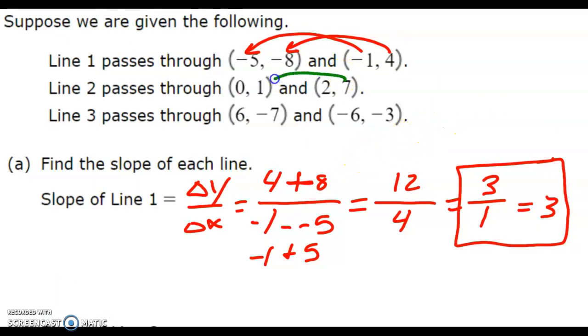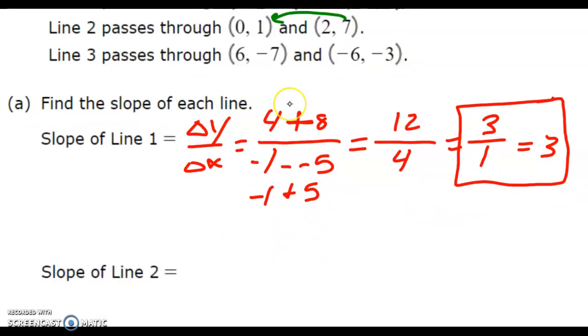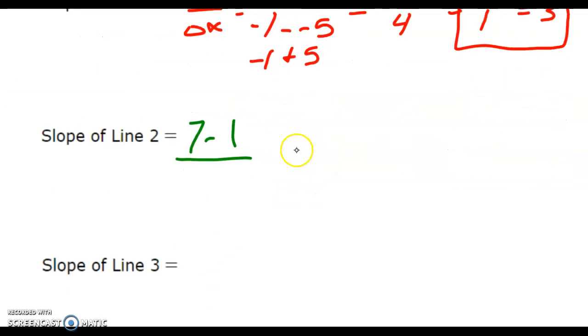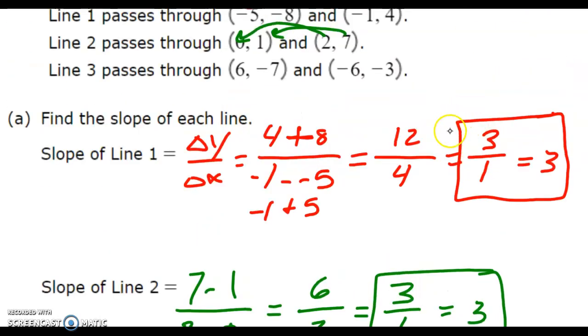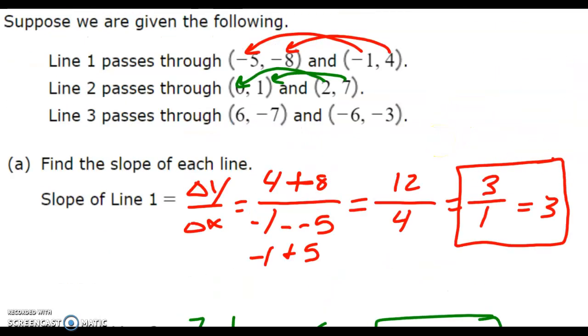The second one here, your y is subtracted, so 7 minus 1 over, on the bottom for the x, is going to be 2 minus 0. So let's simplify. 7 minus 1 on top is 6. 2 minus 0 on the bottom is 2. Again, simplify all the way down. 3 over 1, that's going to equal 3. That's your slope for line 2, and you might already be seeing what's happening with line 1 and line 2 there. And let's finish this off and get all the slopes.